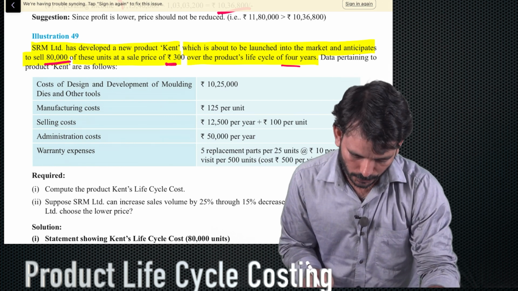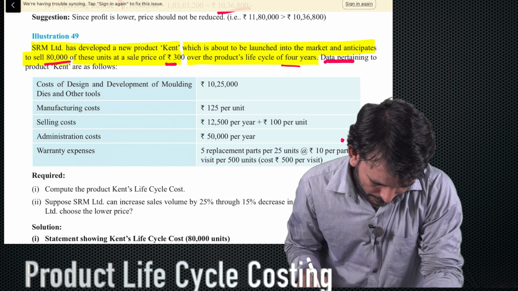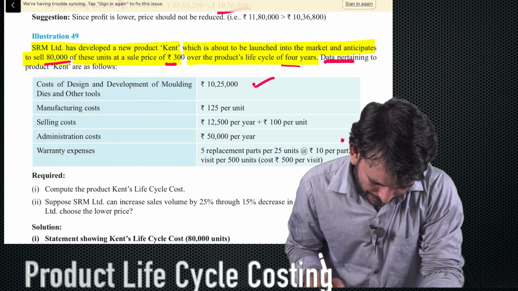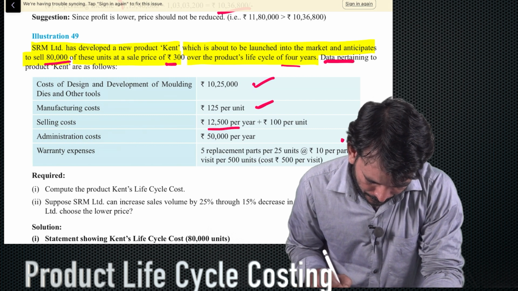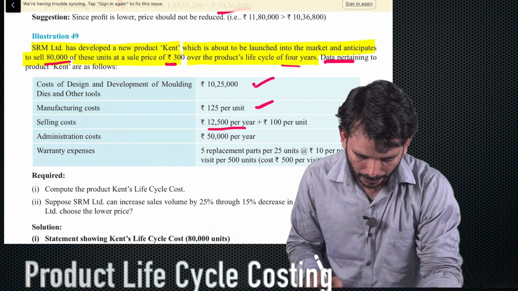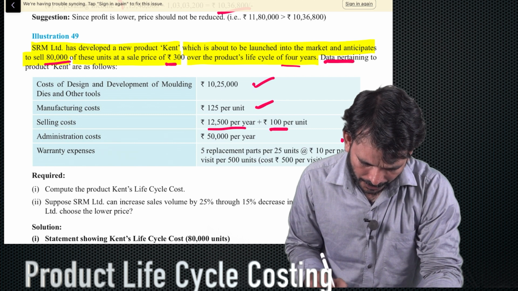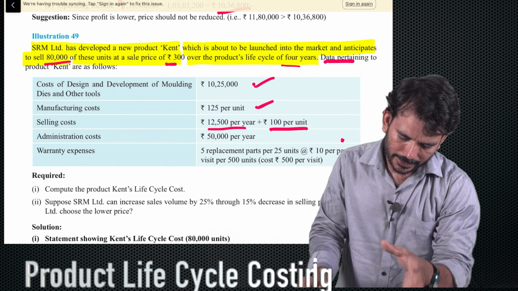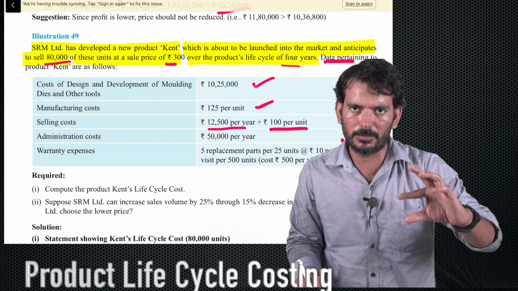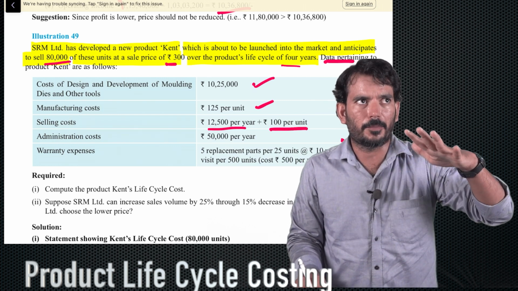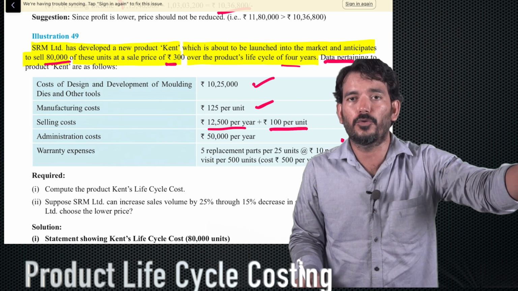Data pertaining to the product is as follows: cost of design is 10,25,000, manufacturing cost is 125 per unit, selling cost is 12,500 per year plus 100 per unit. Okay, so selling cost is both. One is period cost, 12,500 per year, multiplied by 4, because the product is going to stay with you for 4 years, right?